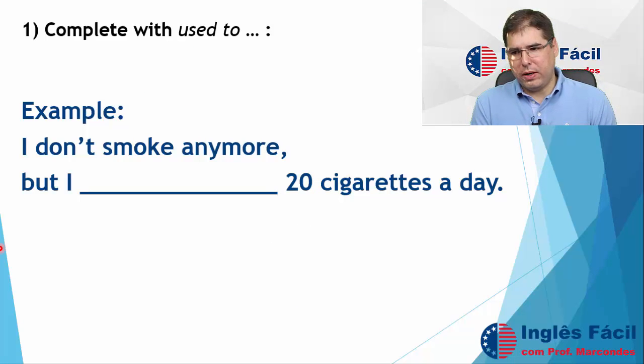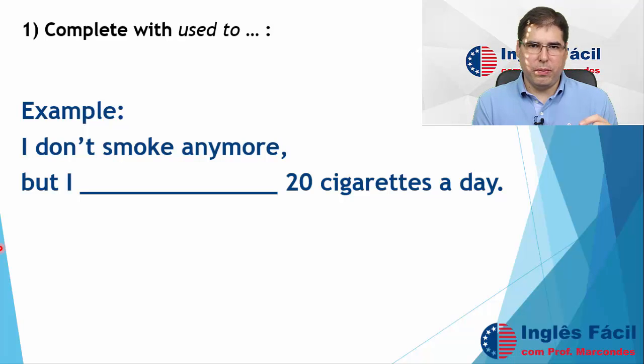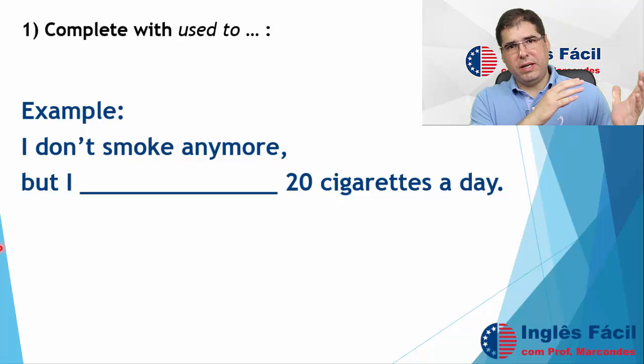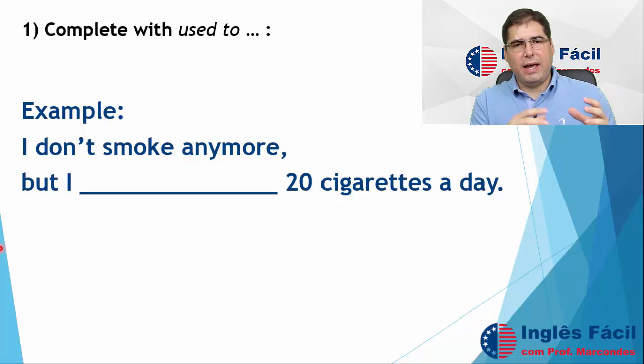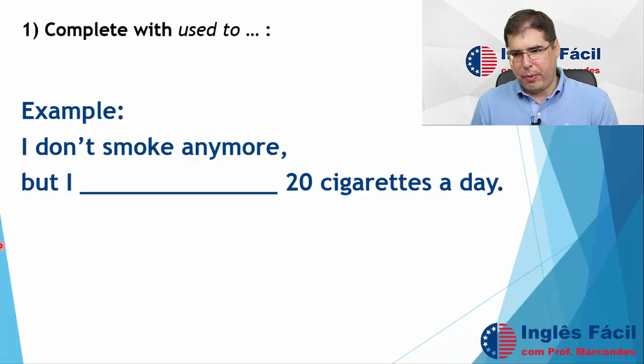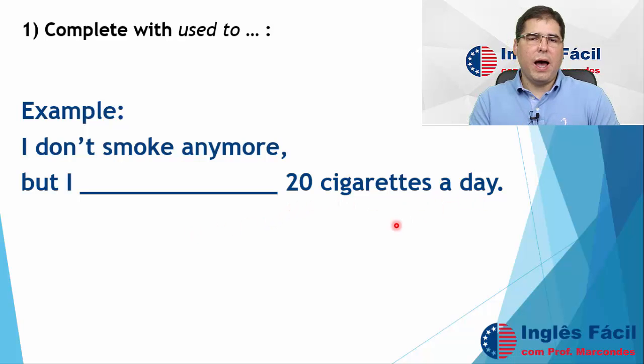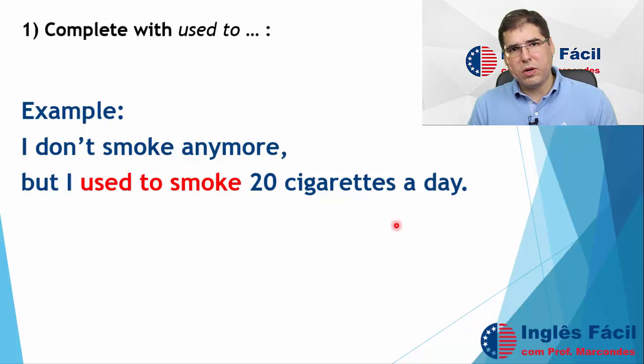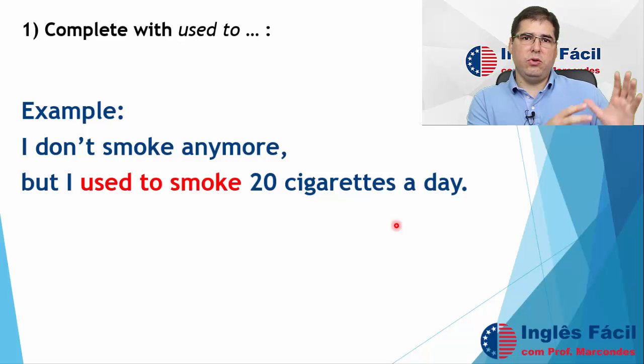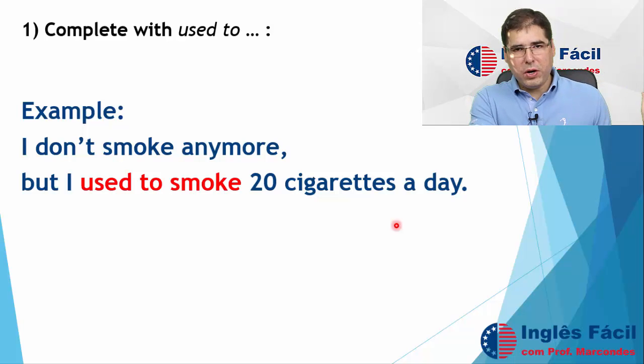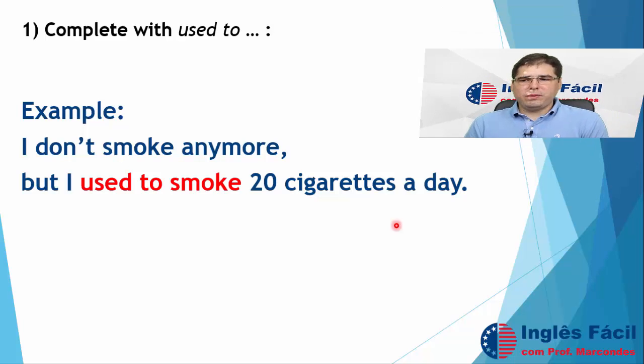So, question number 1. Complete with used to. Remember, used to is something we did in the past, a habit, and that we don't do anymore in the present, right? At the moment. So, example, I don't smoke anymore, but I used to smoke 20 cigarettes a day. So nowadays, currently, I don't smoke anymore. But in the past, I used to smoke 20 cigarettes a day. Okay? So this was something I used to do in the past. I did frequently in the past, but don't do anymore.